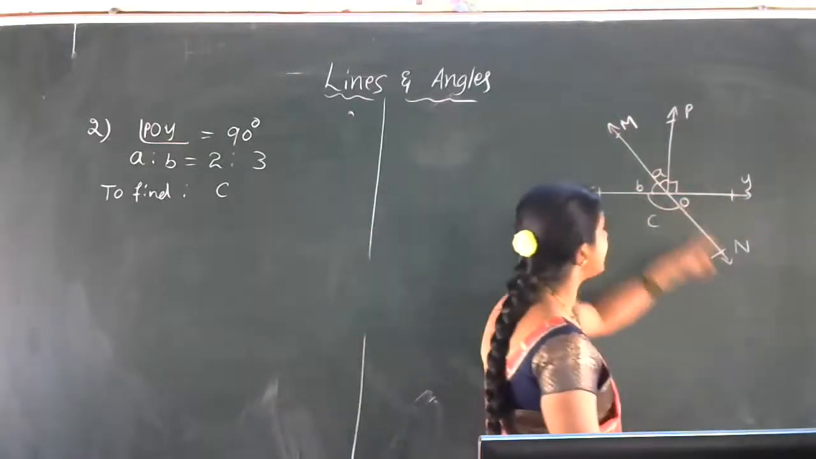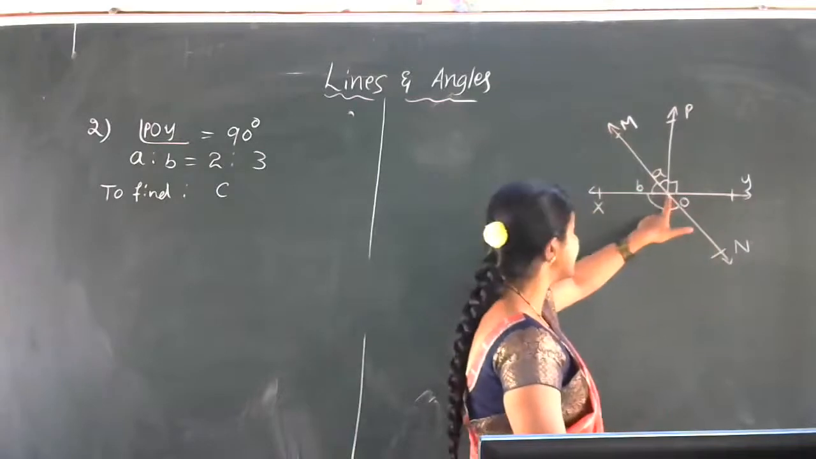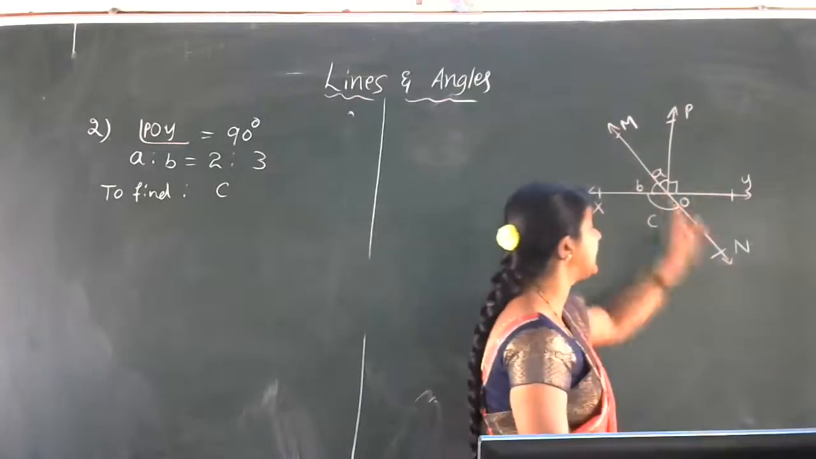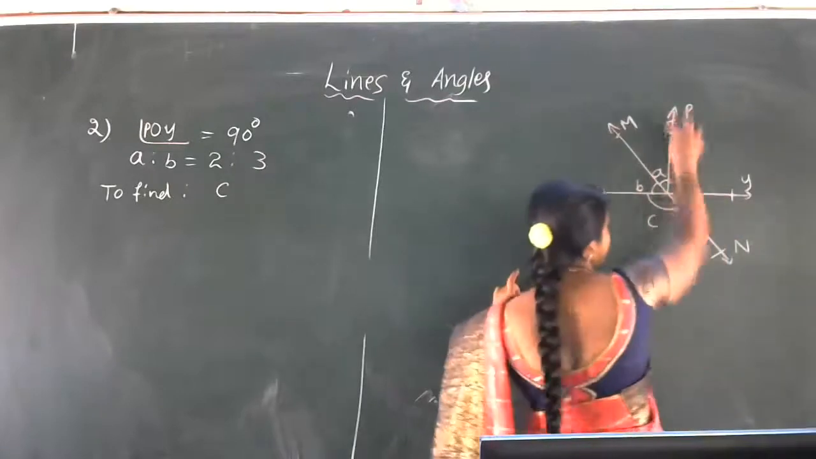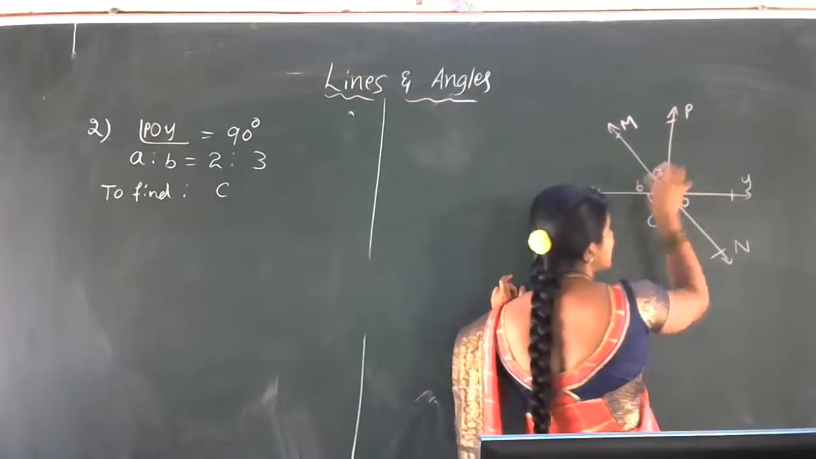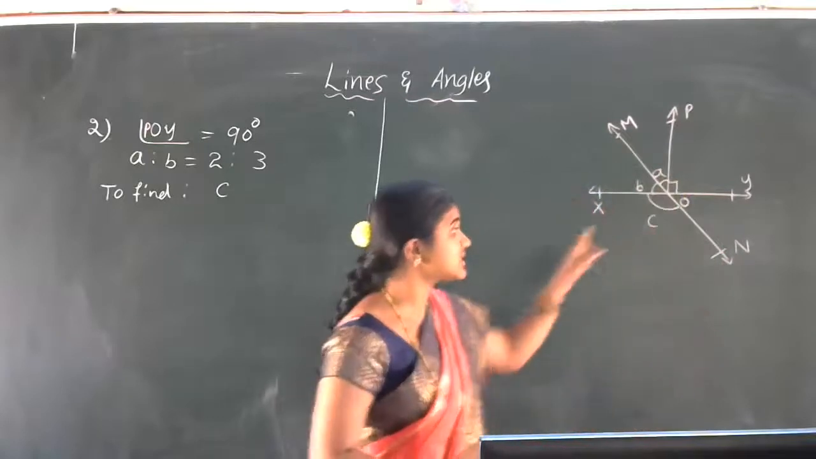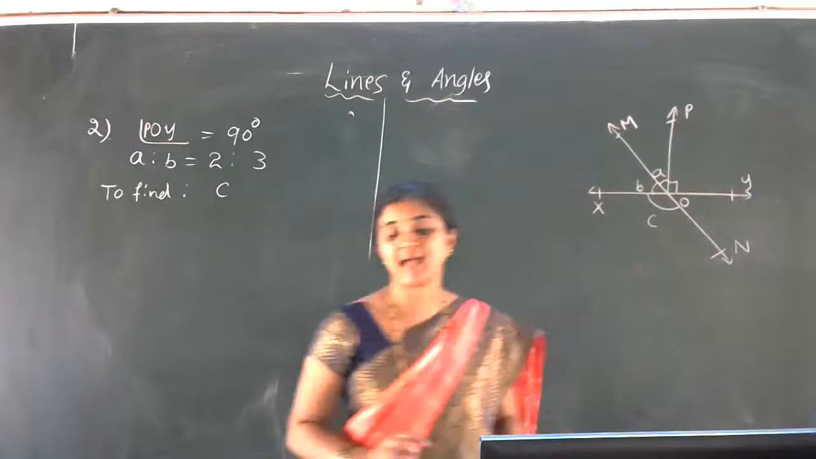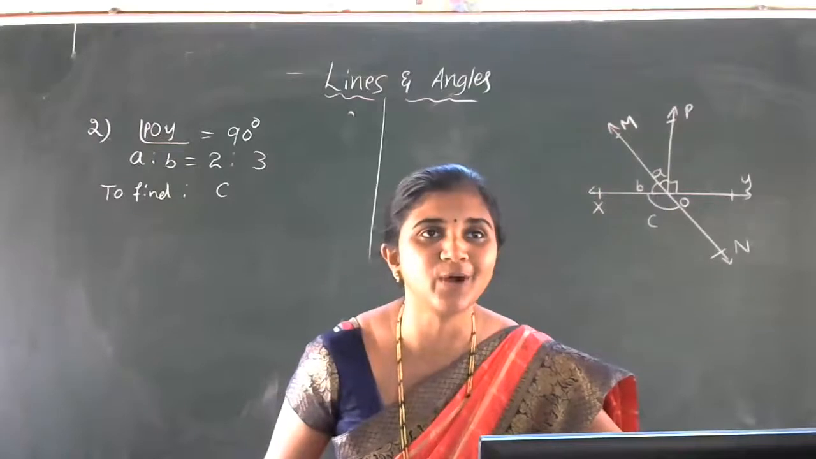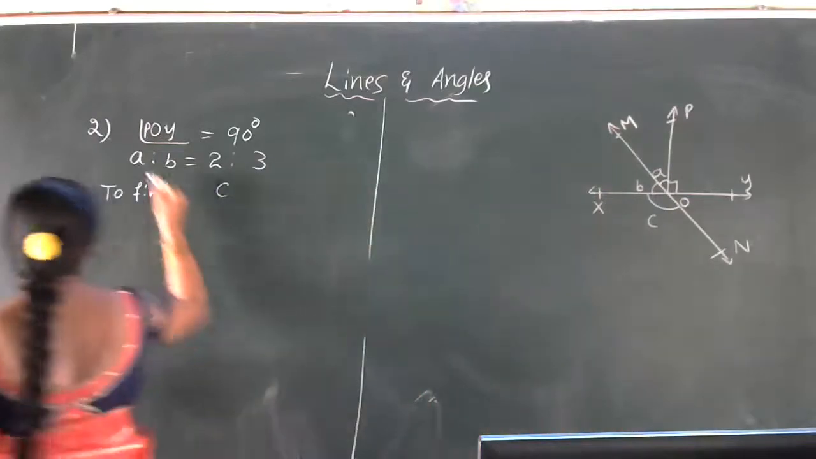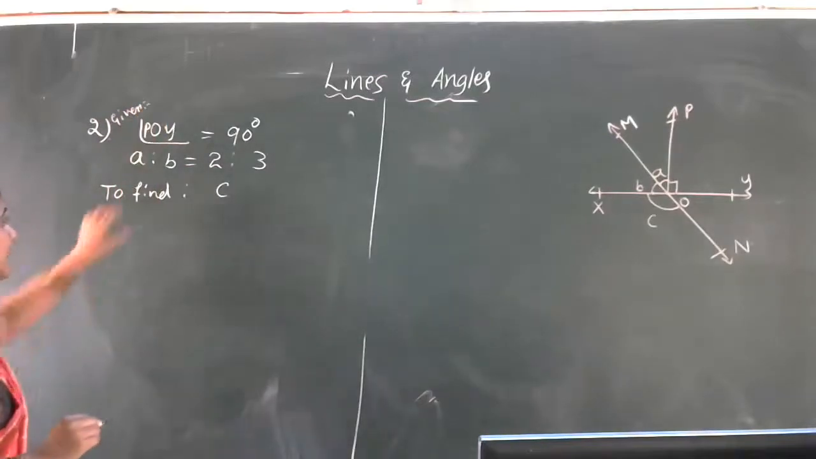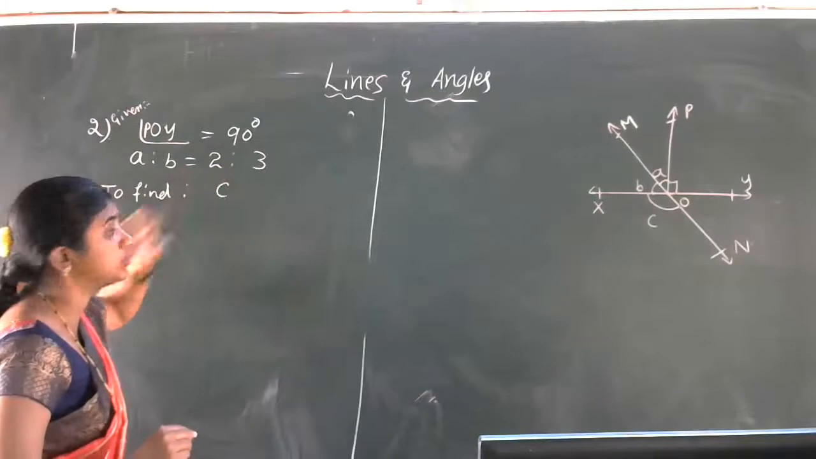You just observe the diagram here. XY line and MN line intersect each other at O. And angle POY, this angle is 90 degrees, students. And A is to B ratio is 2:3. Using this concept, you have to find out the C value. Okay, so I think many of the students got the idea of this problem now, how to solve this problem. Yes, look at the board now. This is a given data actually. Given angle POY is equal to 90 degree and A:B is equal to 2:3.